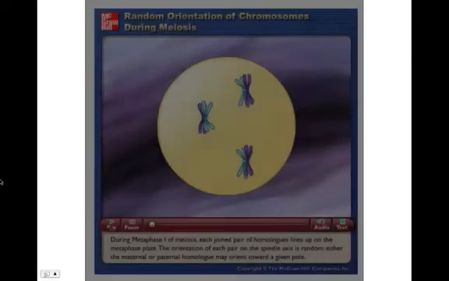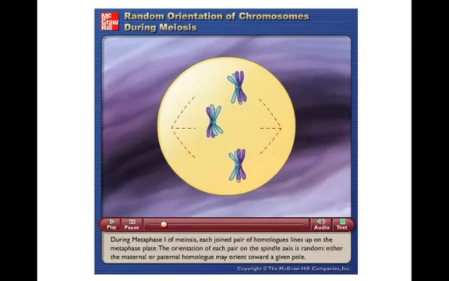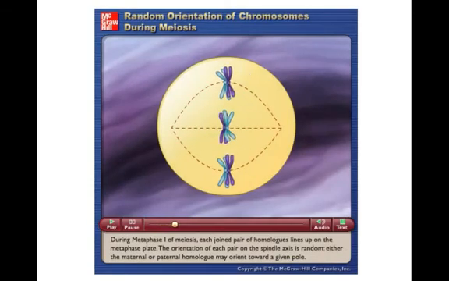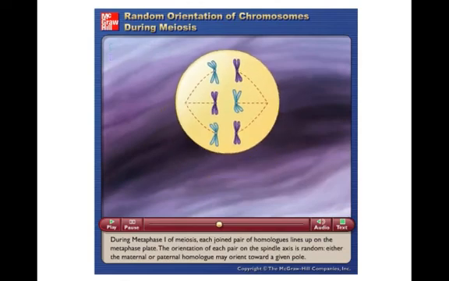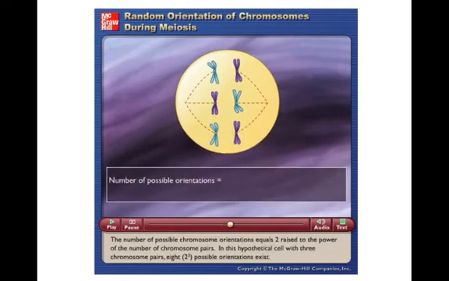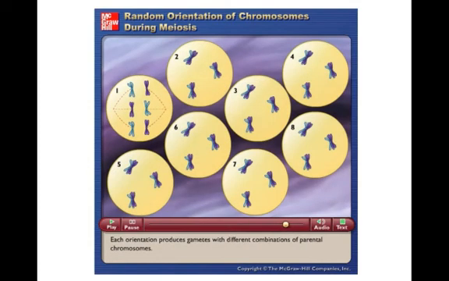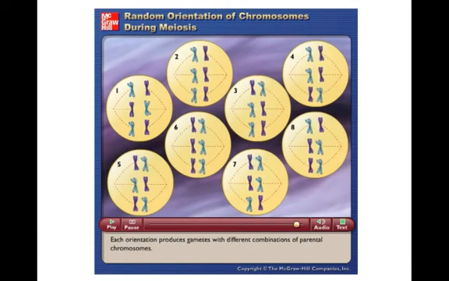Let's take a look at how independent assortment works. During metaphase 1 of meiosis, each joined pair of homologs lines up on the metaphase plate. The orientation of each pair on the spindle axis is random. Either the maternal or paternal homolog may orient toward a given pole. The number of possible chromosome orientations equals 2 raised to the power of the number of chromosome pairs. In this hypothetical cell with 3 chromosome pairs, 8, or 2 to the 3rd, possible orientations exist. Each orientation produces gametes with different combinations of parental chromosomes.